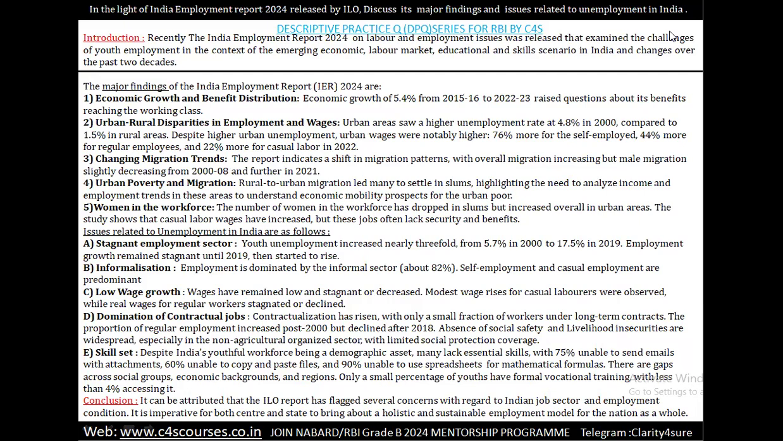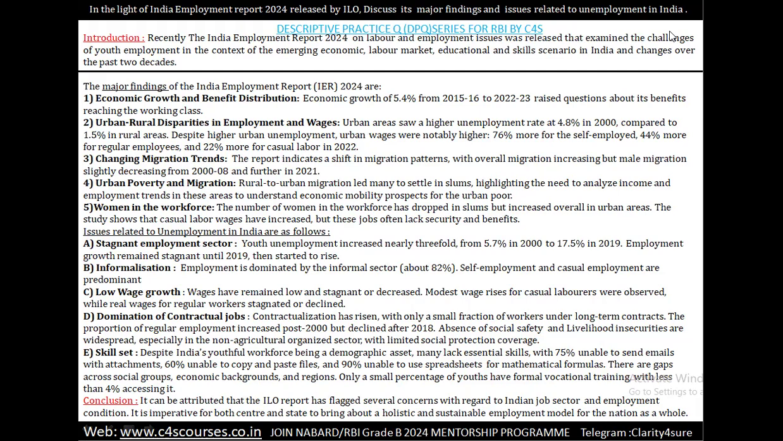Today's question is: in the light of the India Employment Report 2024 released by the ILO, discuss its major findings and issues related to unemployment in India. So this question has been picked from the report that has been released by the International Labour Organization. So let's quickly see the answer.